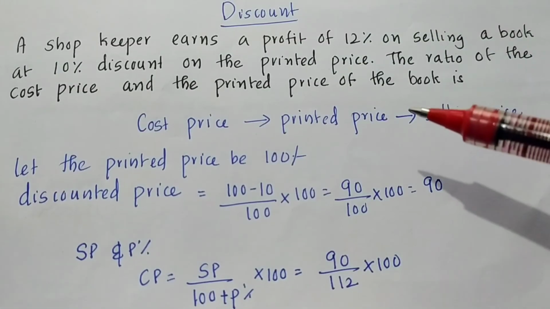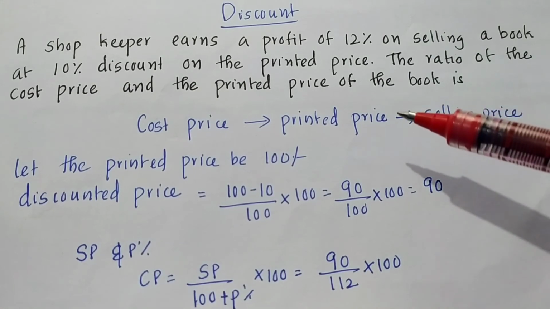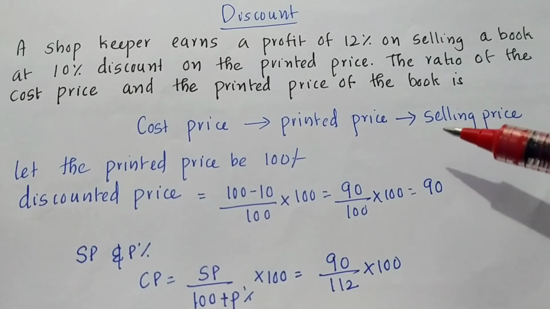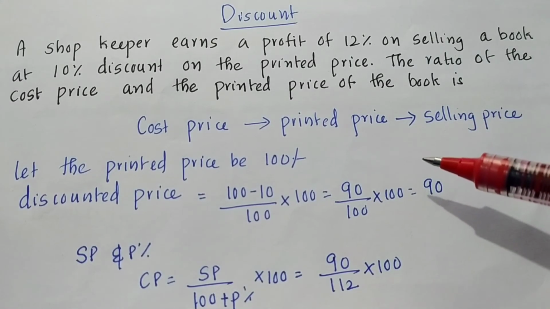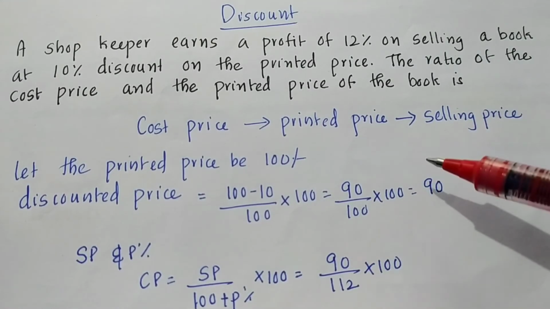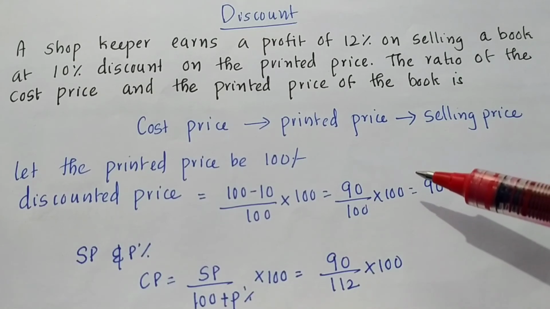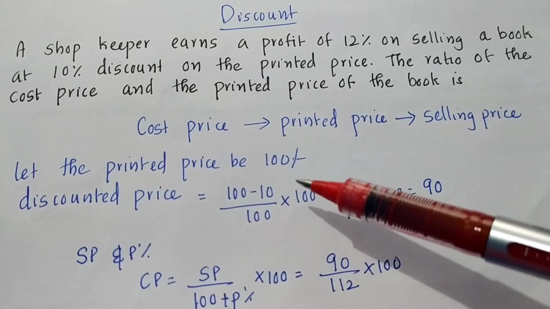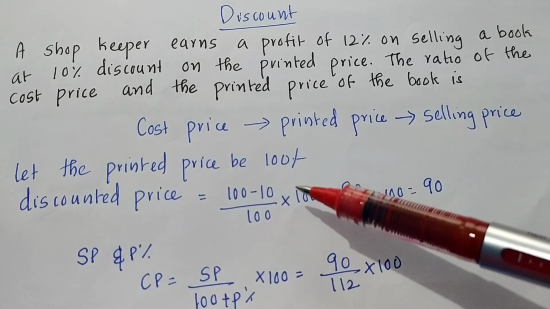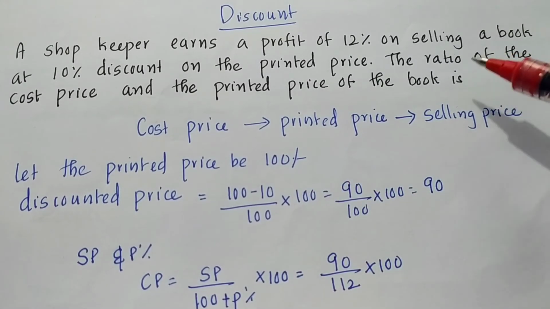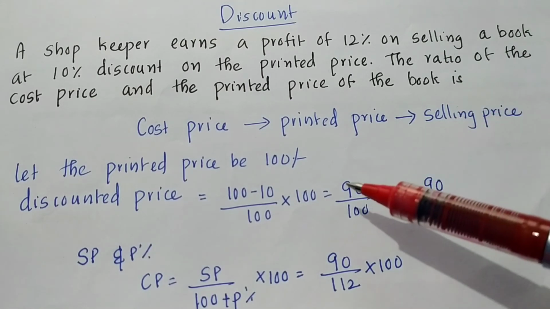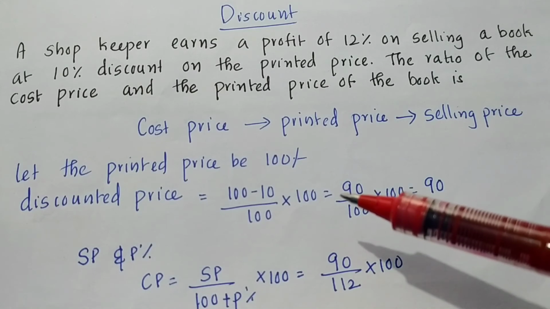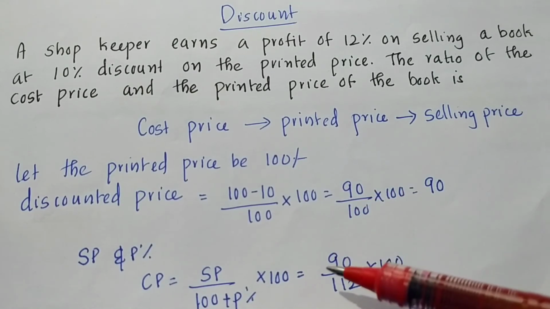In this question, we are given the profit percentage and the discount percentage. So he is selling a book at 10% discount on the printed price. So we have to find out the ratio of the cost price and the printed price of the book. So let the printed price be 100. So what will be the selling price? He sells the book at 10% discount on the printed price. So discount means selling price will be 10% less than the printed price.